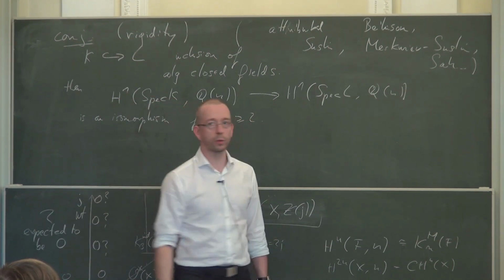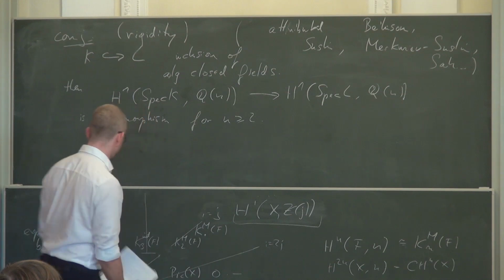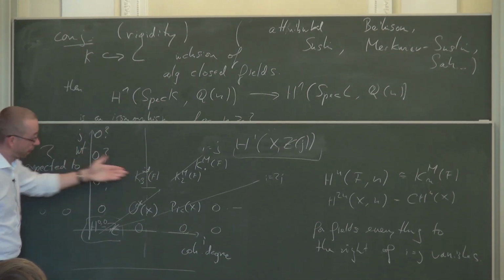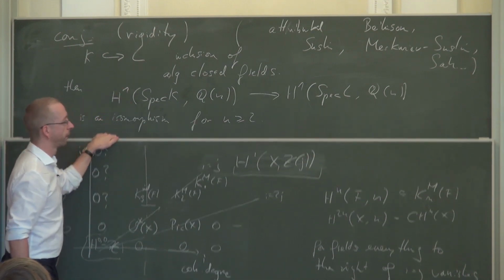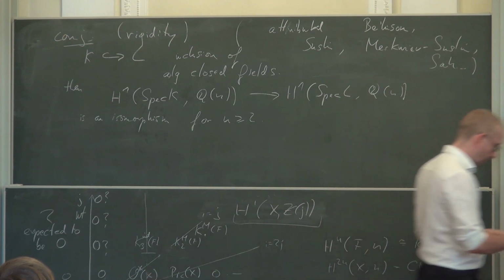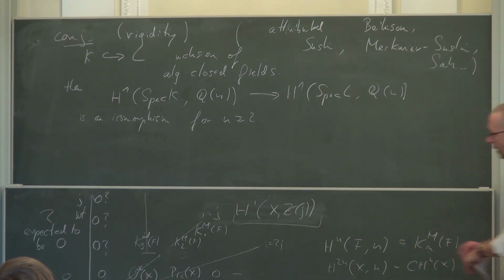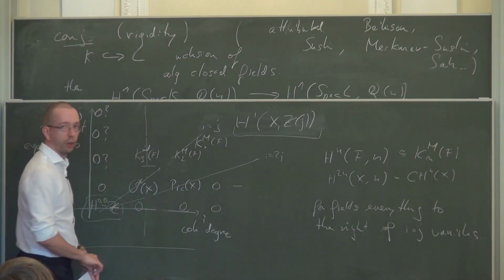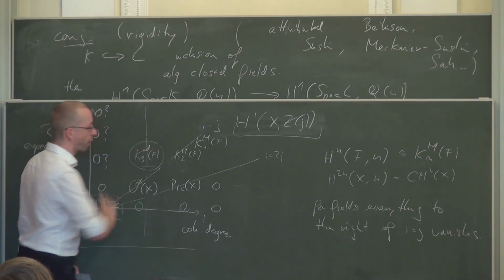For n equal 1, this is obviously false, because you have the units here. But the expectation is that for all the higher weights, it should actually be an isomorphism. So, and this is already an issue for K3 indecomposable. This is the first case where we don't know this conjecture. And this is H1Z2.